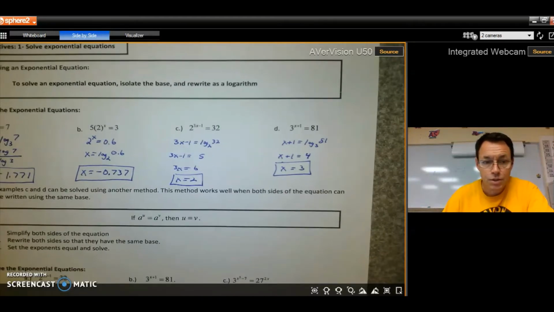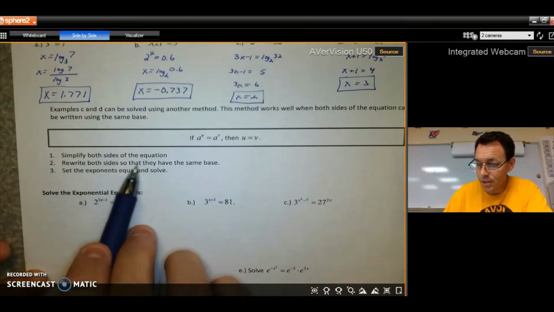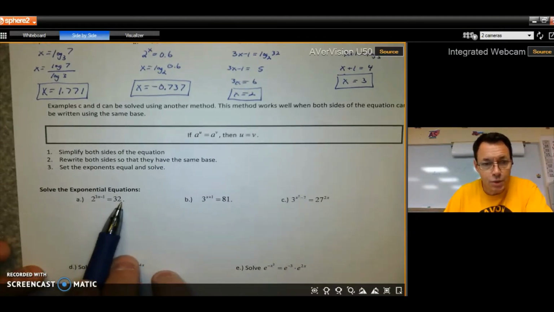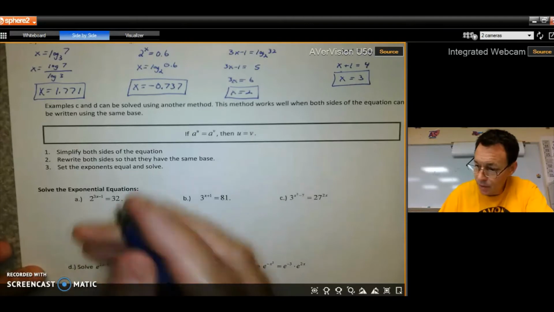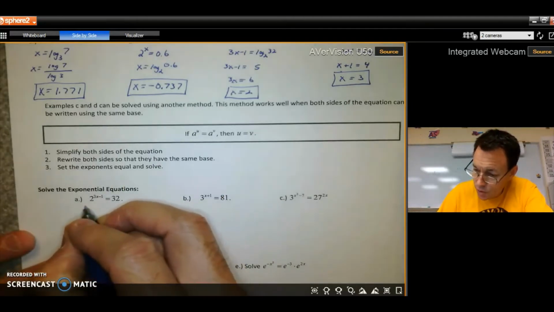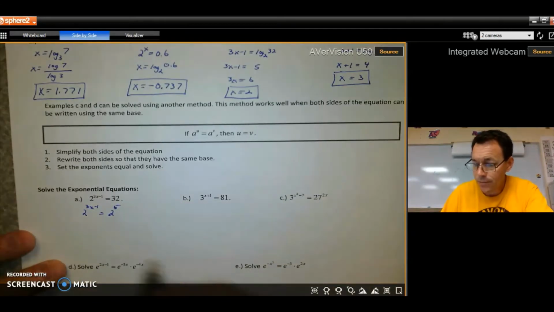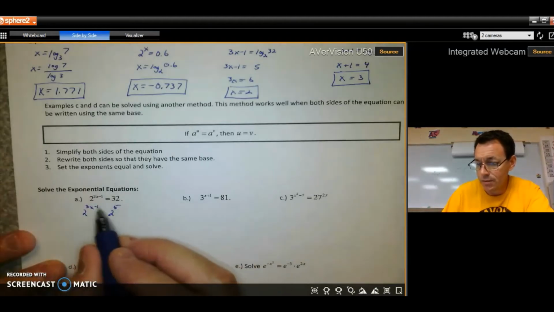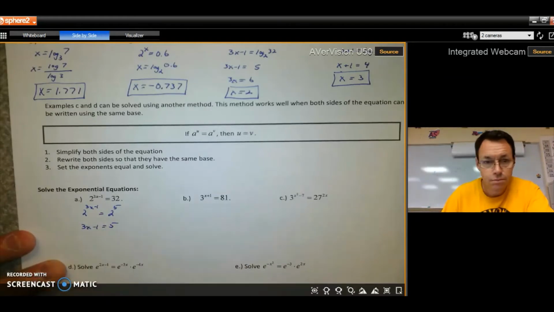Okay? So, look at my directions: simplify both sides of the equation, rewrite both sides so that they have the same base, and then set the exponents equal and solve. So let me show you. This is example C that we just did. 32 just so happens to be a perfect power of 2. 32 is 2 to the 5th power. So if I left this side as 2 to the 3x minus 1, and I rewrote this as 2 to the 5th power, since these two bases are identical, the only way the left and the right side can equal each other is if these exponents are identical. So just set the exponents equal to each other, and there you go.